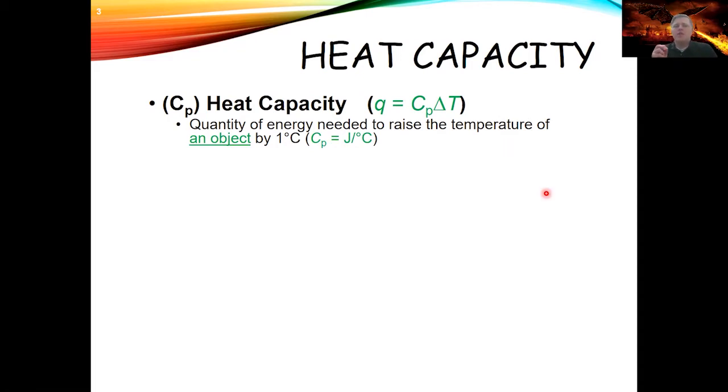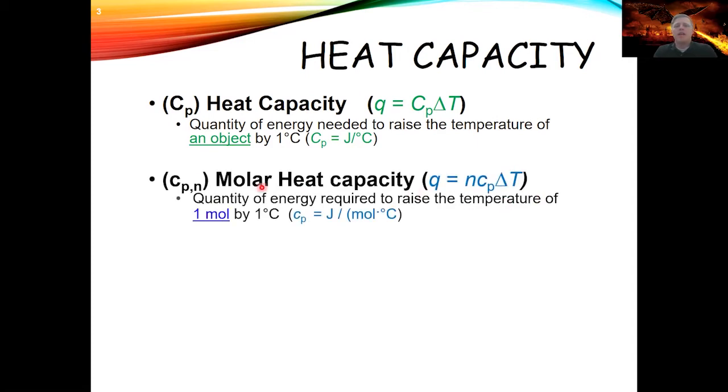But in chemistry, we're often dealing with moles of things, right? We don't care about specific objects. We're going to ask, if I have 5 moles of helium, how much heat do I have to put in to heat that helium? So for a problem like that, we'll turn to what's called the molar heat capacity. The molar heat capacity has a lowercase c, and at the end of this C_P there's a comma n right there. Sometimes that n is there, sometimes it's not.